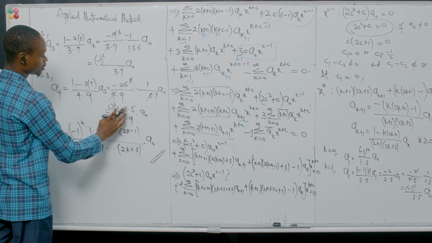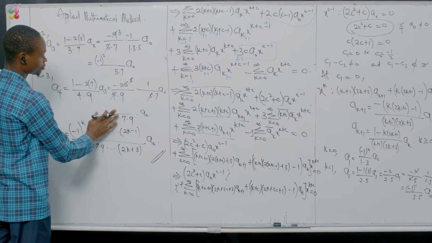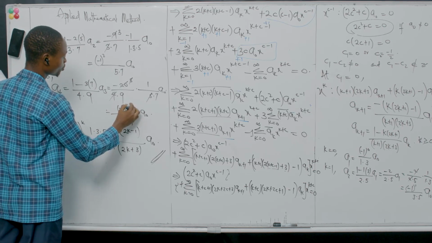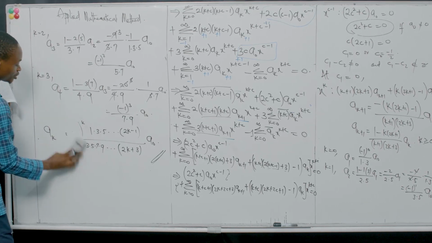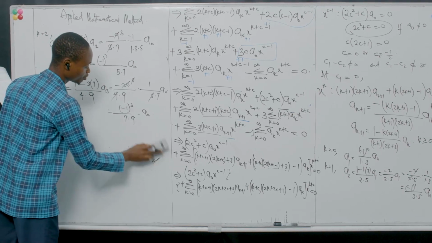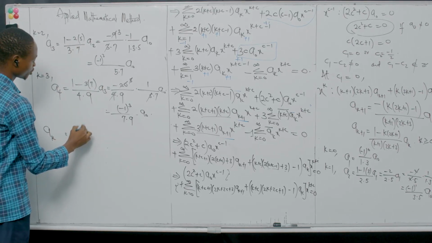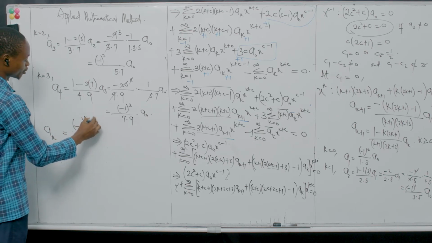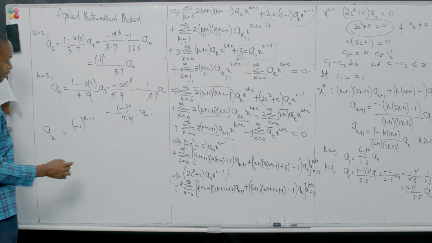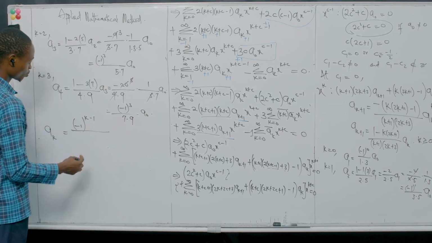So I think this is easier. Minus 1 raised to power 3. Okay, this is easier. So if we are generating the sequence this way, I don't think I will have any reason to stress my brain. This will simply just be minus 1 raised to power k minus 1, all divided by these ones.